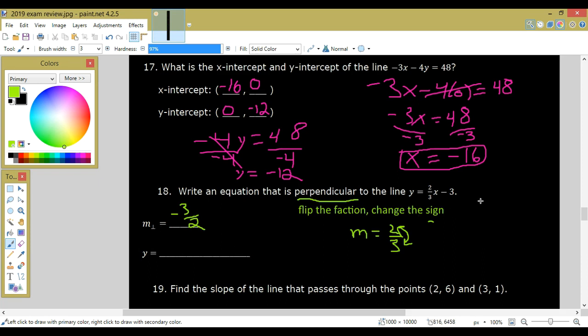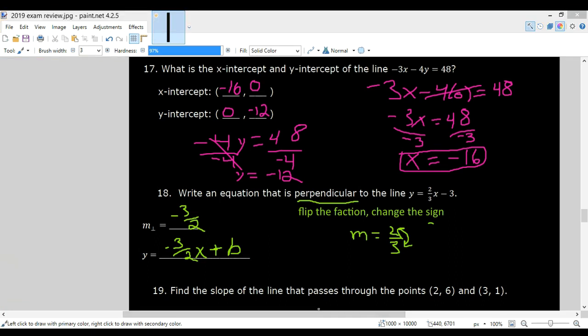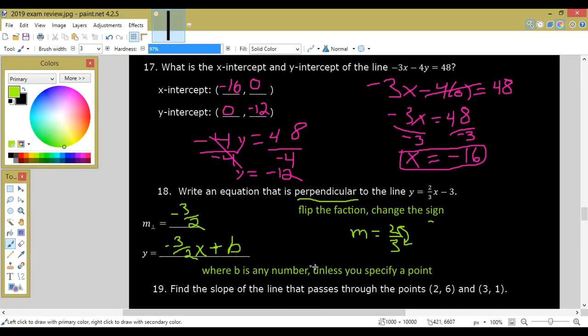It doesn't give you a point, so b could be any number you want. So we have y = -3/2 x + b, where b is any number unless you specify a point. Now if you do specify a point, b can only be one unique number, and you would plug in that point for x and y to solve for b.